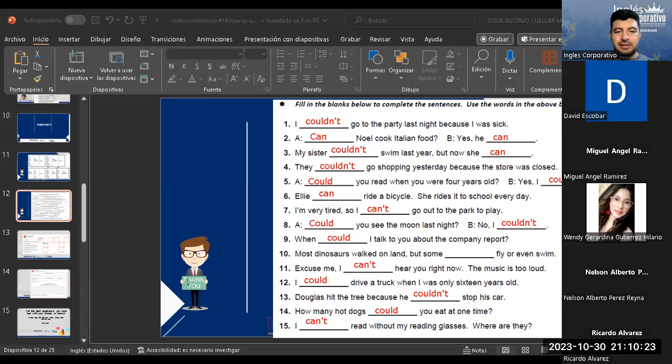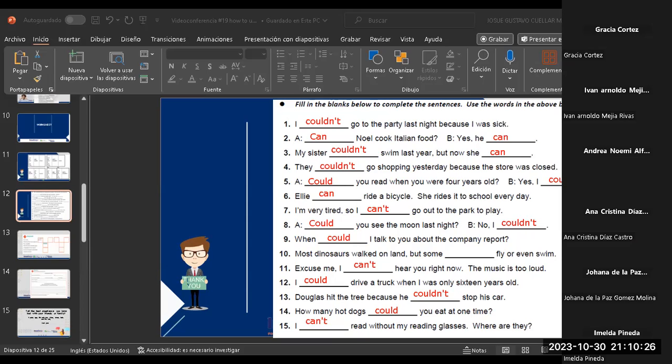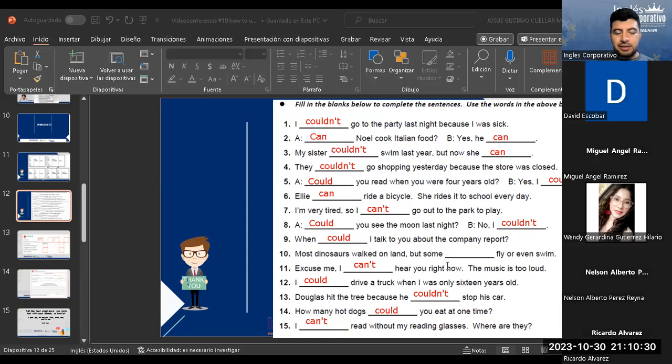10. Joanna, tal vez me ayude con la 10. Considero que es cold. Okay. Thank you. Cool. Muchos dinosaurios caminaron sobre la tierra, pero algunos podían volar o aún nadar. Thank you. So these are the answers. Very nice, my friends. Now we have very clear ideas about the use of can, can't, could, couldn't. Right? So let's move.